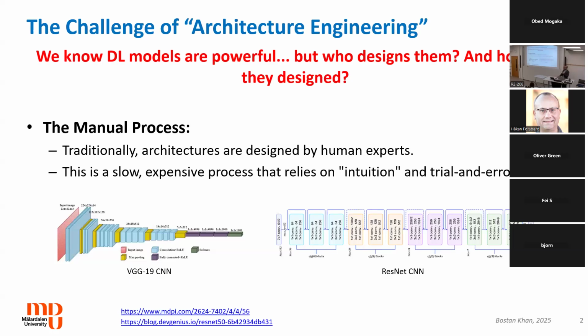This process was done by humans, and it was slow and time-consuming. It was expensive in the sense that not only did you waste time on it, you also had to spend lots of compute hours and lots of electricity to train different kinds of models that you didn't know how they would perform. It was basically based on intuition, and trial and error, as we said. This is a VGG19 that we had, and this is a ResNet convolutional neural network with residual connections here.